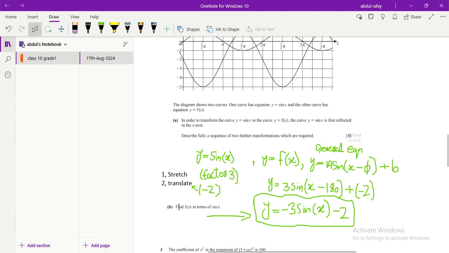This is question number 2. We just needed to state these factors, minus 3 and minus 2, and then you can rewrite the whole y equals sine x curve in this way.